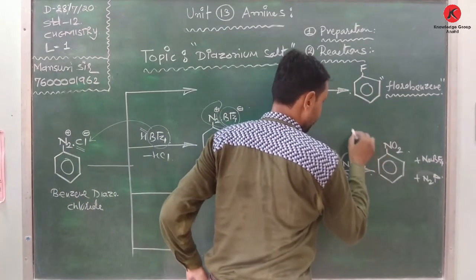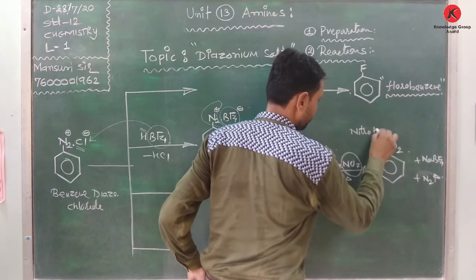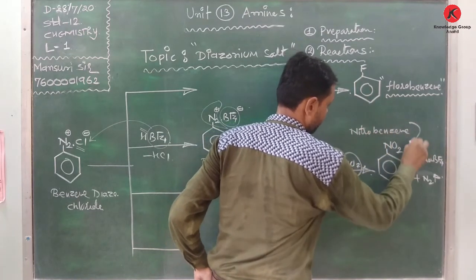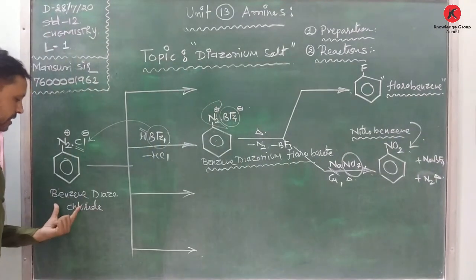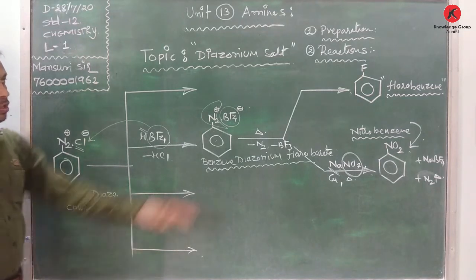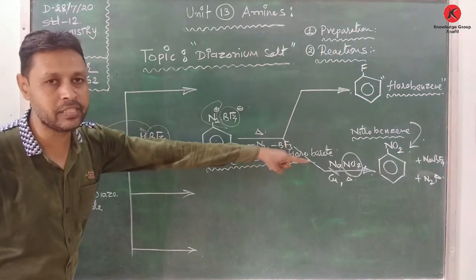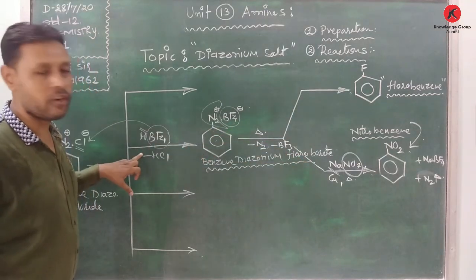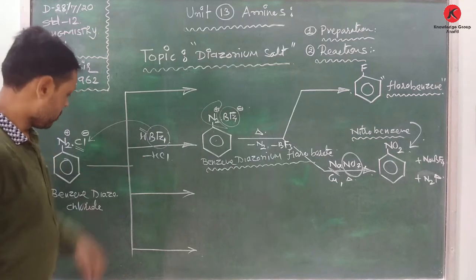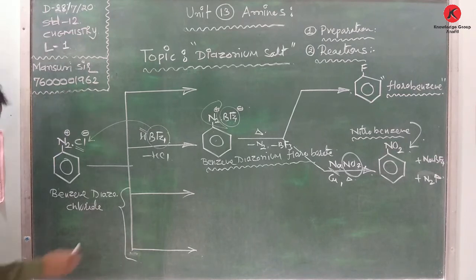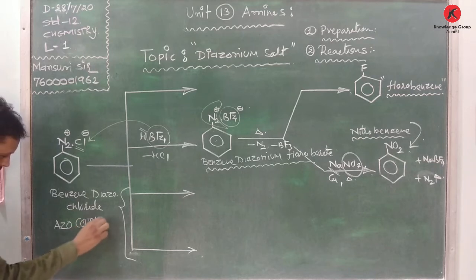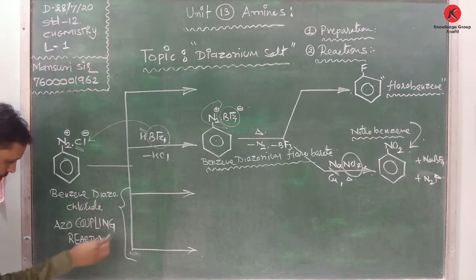So here this product is named nitrobenzene. So we can say that by these reactions, benzene diazonium chloride gives fluorobenzene and nitrobenzene in presence of HBF4. Okay. Now the remaining reactions will be known as azo coupling reactions. I will write over here azo coupling reactions.